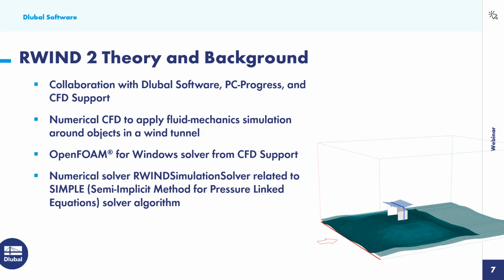So let us talk about the theory and background of this standalone program RWIND 2. It's actually a collaboration between 3 companies, including, of course, us, Dlubal Software, but also PC Progress and CFD Support. It will apply numerical computational fluid dynamics to apply fluid mechanics simulation around objects within this numerical wind tunnel. We can see down here at the lower right a small picture of what this wind tunnel may look like with our structure that we'll be moving through today.